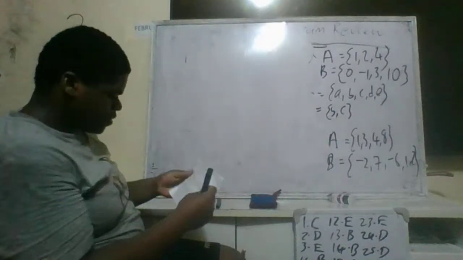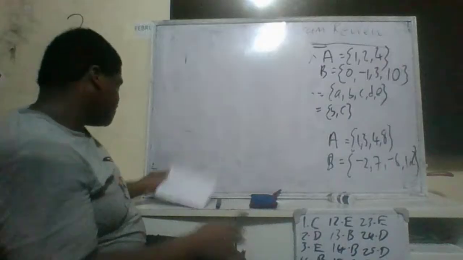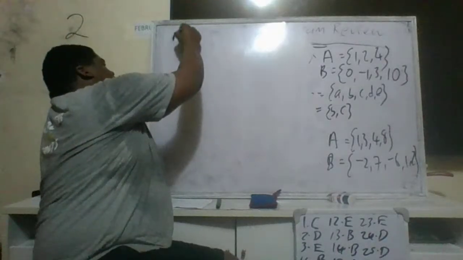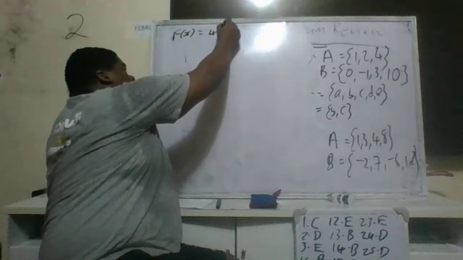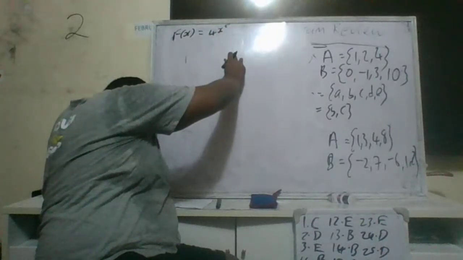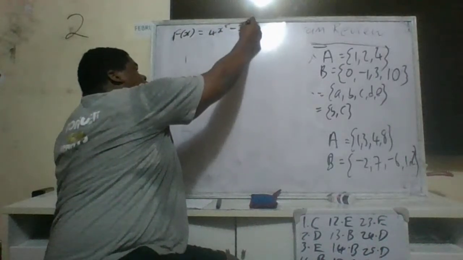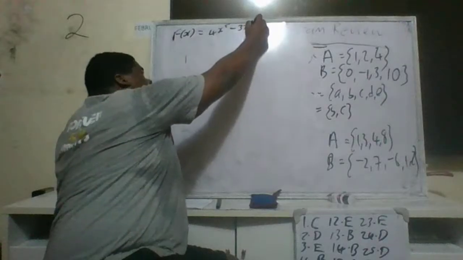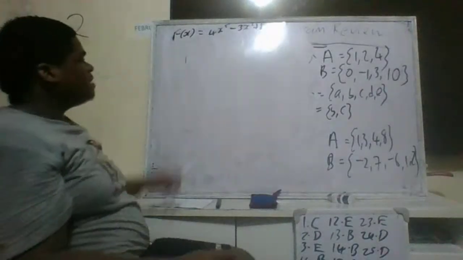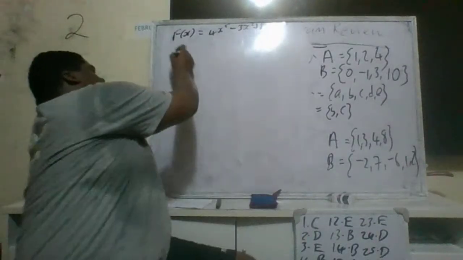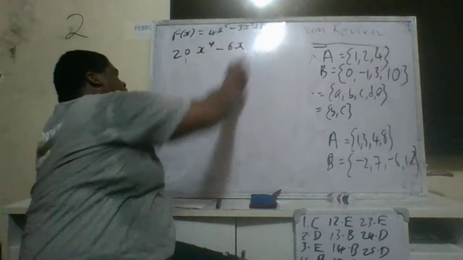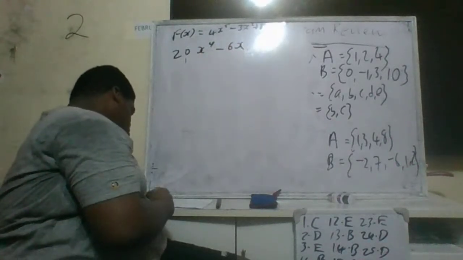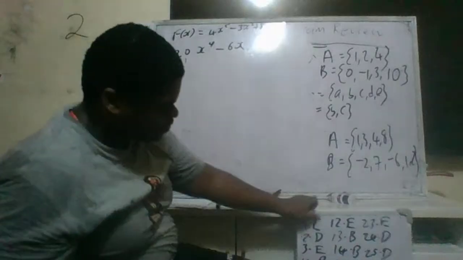Question 31 now. So we find the derivative of f of x is equal to 4x to the power of 5 minus 3x squared plus 8. Find the derivative, that is, differentiate both sides. That will be 20x to the power of 4 minus 6x. And this corresponds to option D.